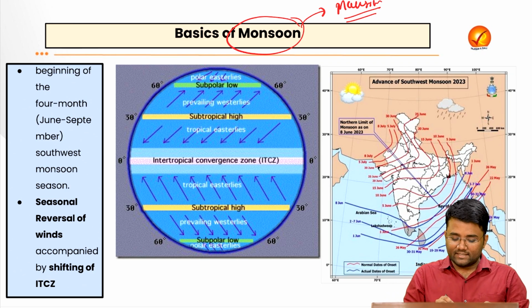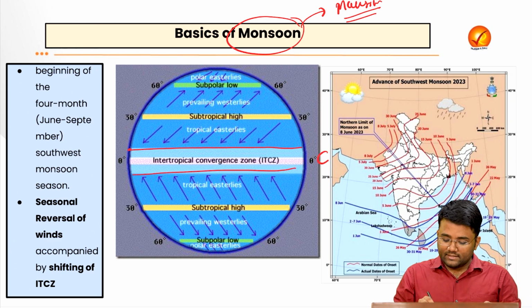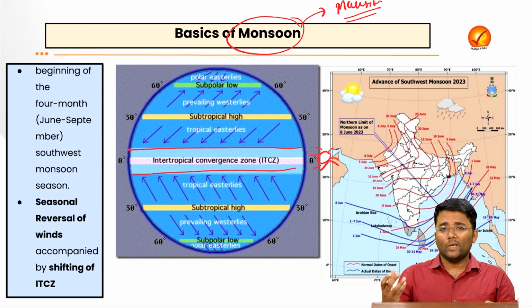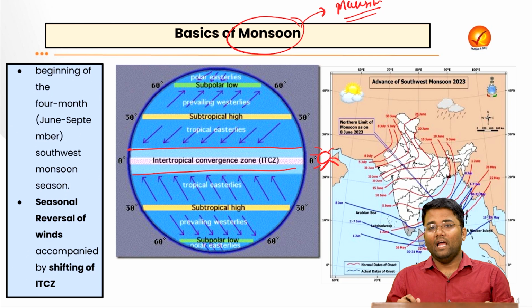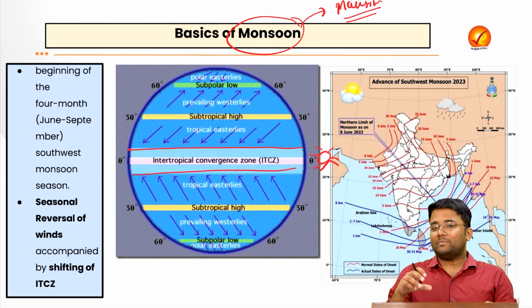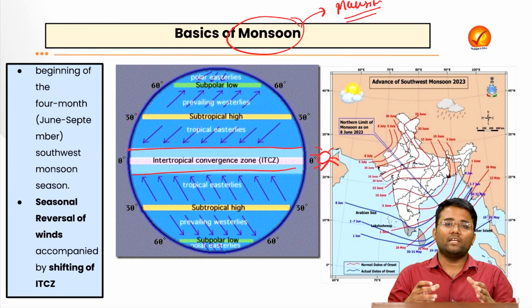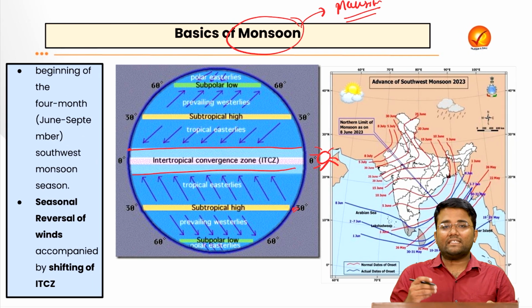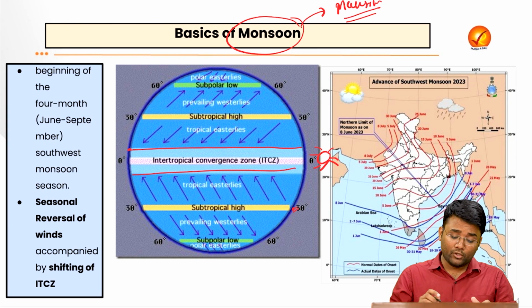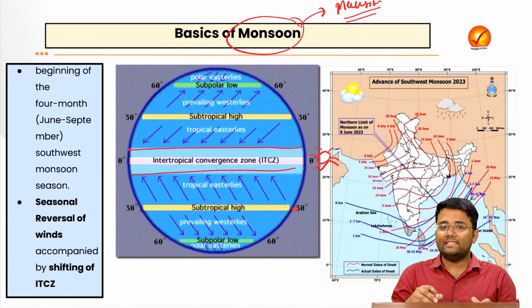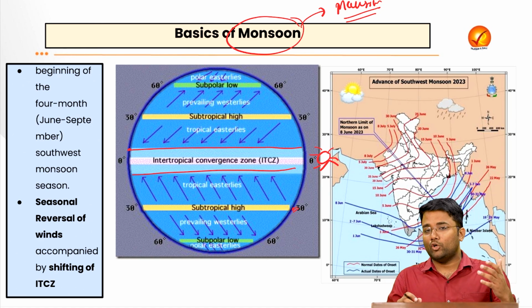Now what exactly is this ITCZ or intertropical convergence zone? This is a zone where the sun is generally shining at the equator itself, and when the sun is providing too much heat, too much solar radiation, that creates a region of low pressure near the equator itself. And because of this low pressure, the tropical easterlies are converging because of the high pressure in the subtropical region as compared to the low pressure in the tropical region.